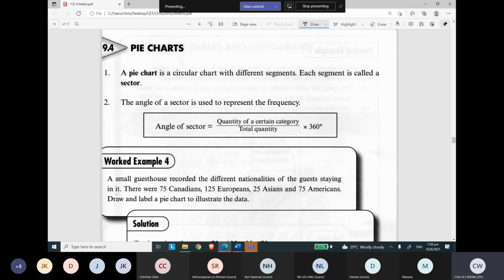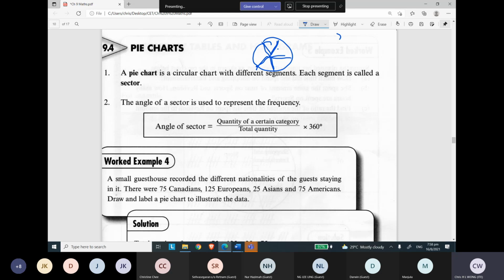Now, normally when do you use a pie chart? A pie chart is circular. This is a pie chart. It's like a wheel. It's a circular chart with different segments. Each segment is called a sector. They use a pie chart to represent many things. Some people like to use it to represent a percentage.